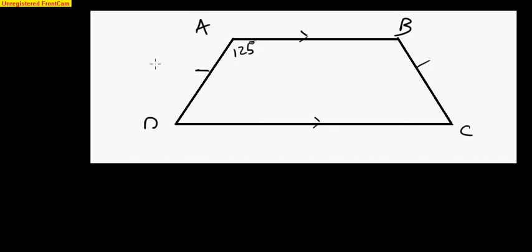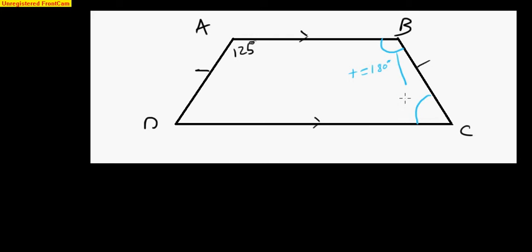Now it wants us to find the measure of angle C. If you remember, in an isosceles trapezoid, opposite angles are supplementary. For this example we're trying to find the measure of angle C. We know that C is supplementary to B, so the sum of these equals 180 degrees.